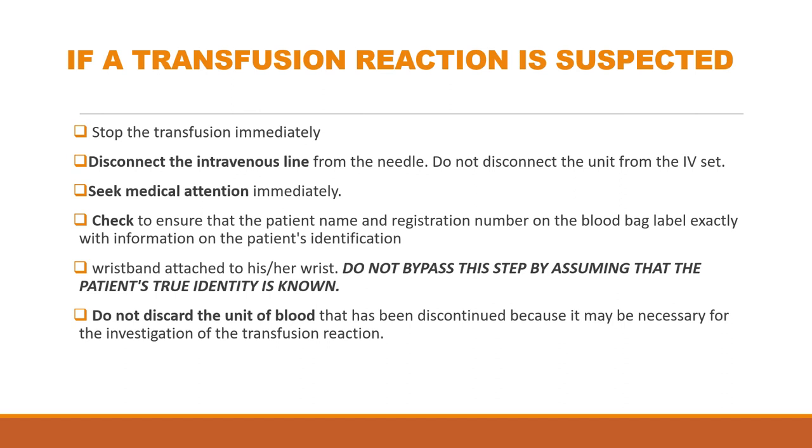If a transfusion reaction is suspected, what treatment should be done? Immediately stop the transfusion. Disconnect the intravenous line from the needle. Do not disconnect the unit from the IV set. Seek medical attention immediately. Check to ensure that the patient name and registration number on the blood bag label match exactly with the information on the patient identification wristband attached to his or her wrist. Do not bypass this step by assuming that the patient's true identity is known. Do not discard the unit of blood that has been discontinued because it may be necessary for the investigation of the transfusion reaction.